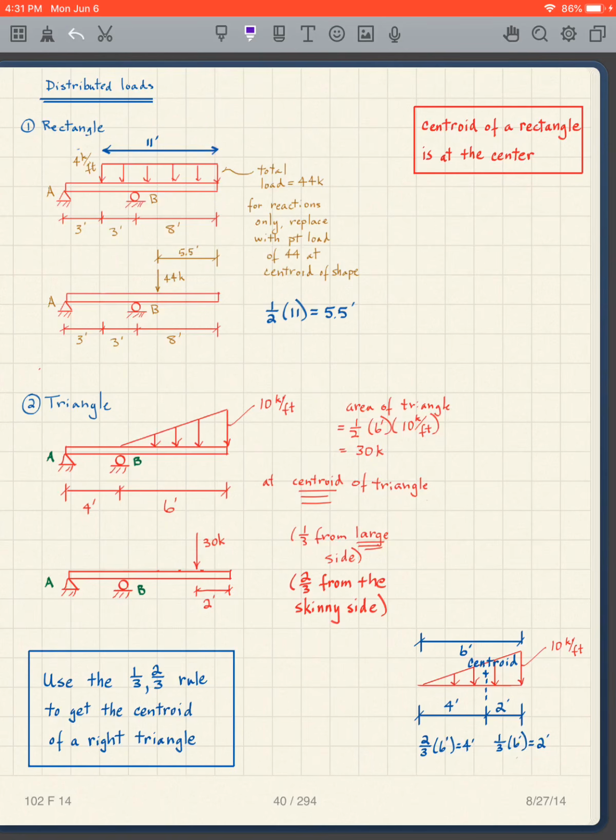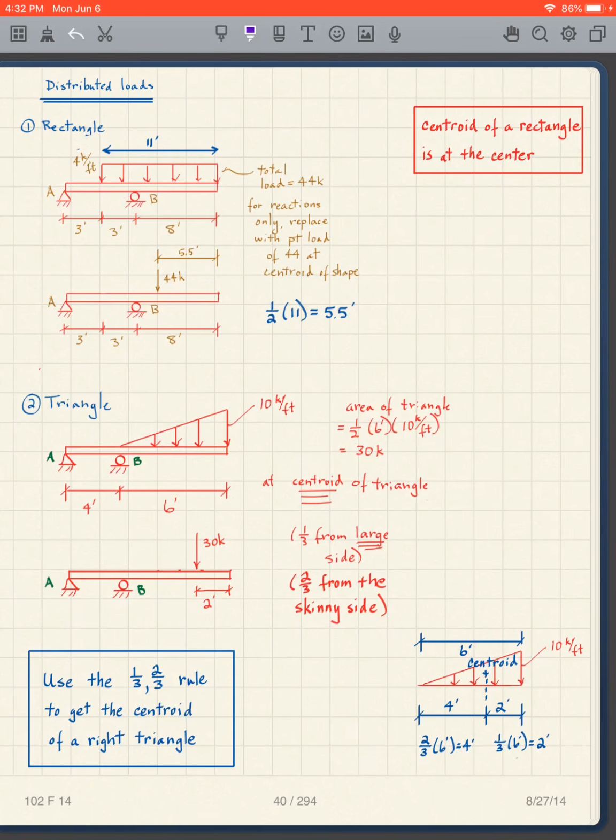And that means that if I have 4 kips per foot and I have 11 feet, then my total load is going to be 4 kips per foot times 11 feet, which is 44 kips. Now, to get the reactions, we are going to substitute for this distributed load and basically create the 44 kips. So this works for reactions. I can substitute the result, what we call the resultant of that distributed load, at the centroid of this shape.